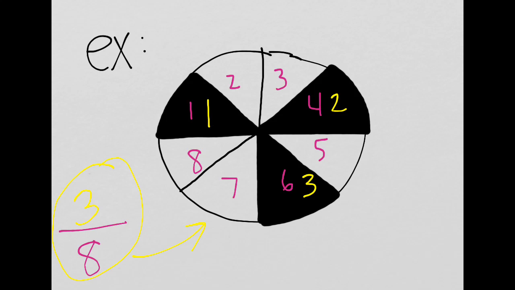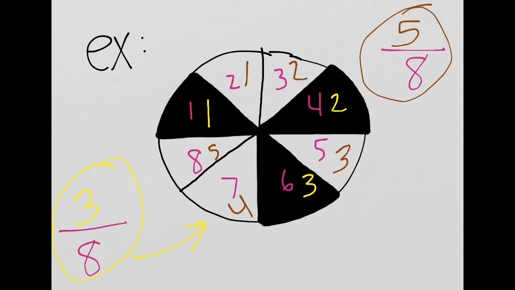Now let's see how many parts are unshaded. So we already know from our past calculation that 8 will be in the denominator. But this time we have 1, 2, 3, 4, 5 parts that are not shaded. So 5/8 of this diagram is unshaded.